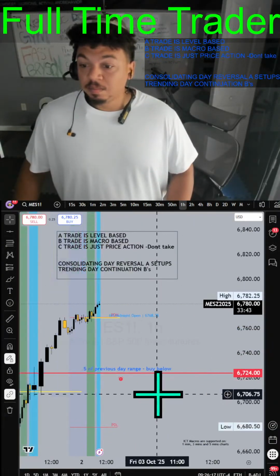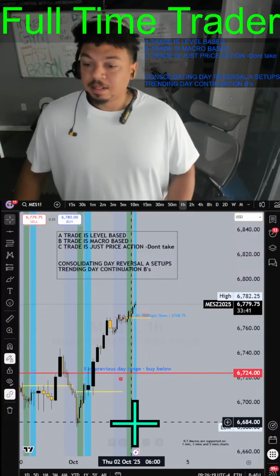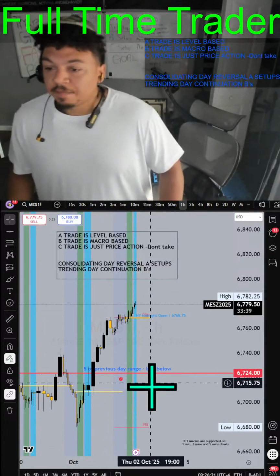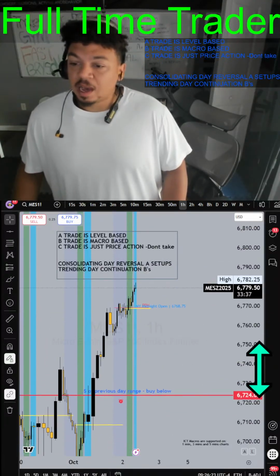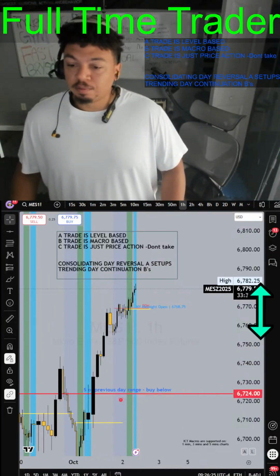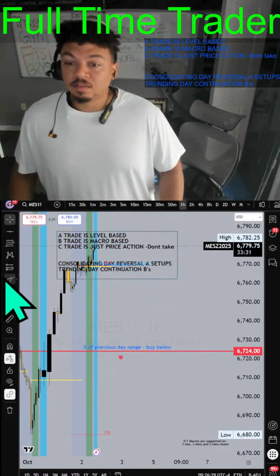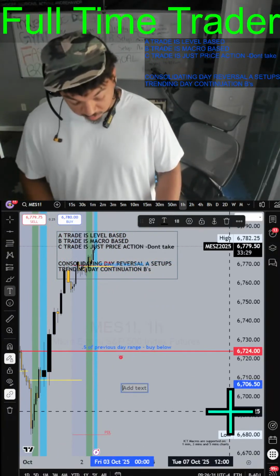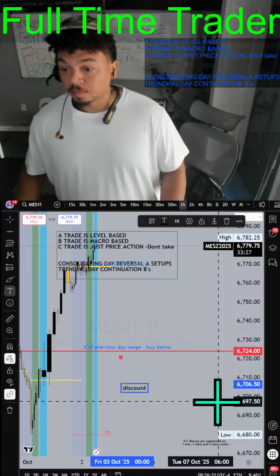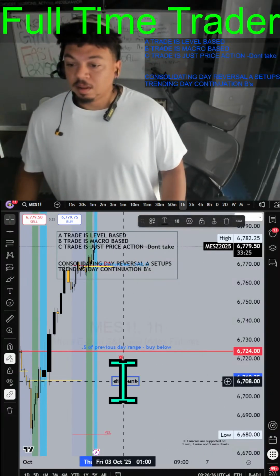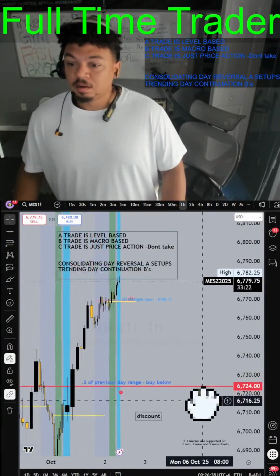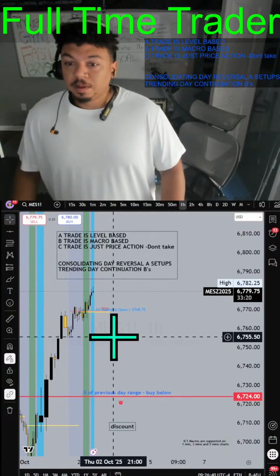I'll delete the fib. If we go way below it, then I'll add back the fib to see what levels we're at. But if I'm looking for buys that I can hold, I want them below the 50% of the previous day's range primarily. That's considered a discount level. So we can label this discount, and we can lock that there. And then up here is a premium.